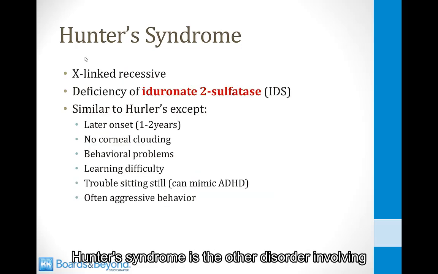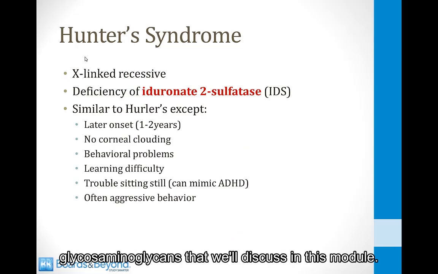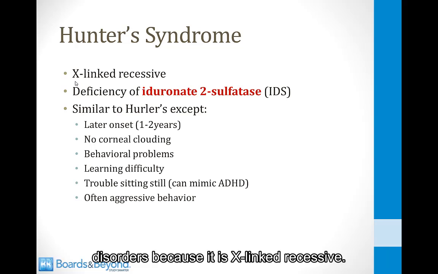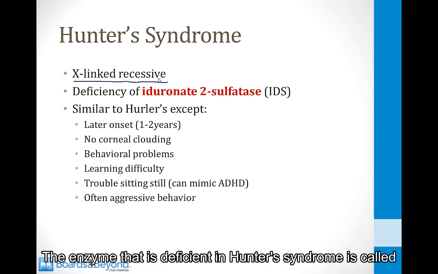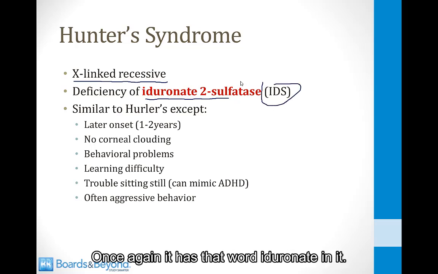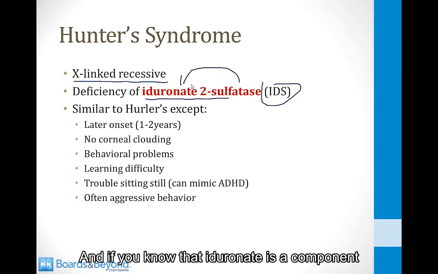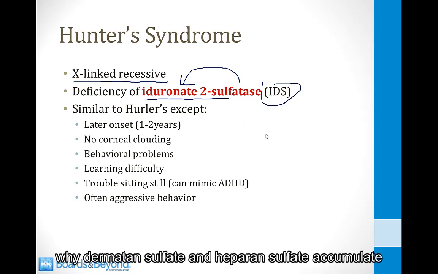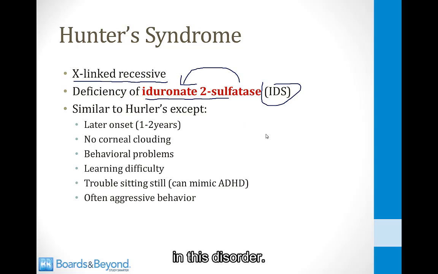Hunter's syndrome is the other disorder involving glycosaminoglycans that we'll discuss in this module. Hunter's syndrome is unusual among lysosomal storage disorders because it is X-linked recessive. The enzyme that is deficient in Hunter syndrome is called iduronate 2-sulfatase, or IDS. Once again, it has that word iduronate in it, and if you know that iduronate is a component of heparan sulfate and dermatan sulfate, then it's easy to understand why dermatan sulfate and heparan sulfate accumulate in this disorder.